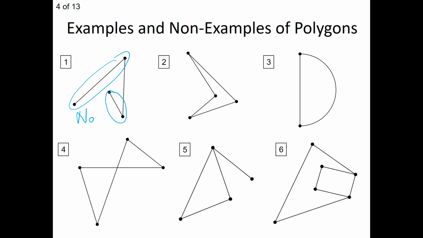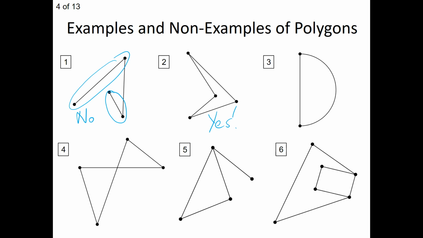Let's take a look at number 2. Is that a polygon? Yes, it is. It satisfies the definition. Is it composed of solely line segments? Yep. Is each line segment connected to precisely two others? Yep. And are there any that are non-collinear? We're good on that.